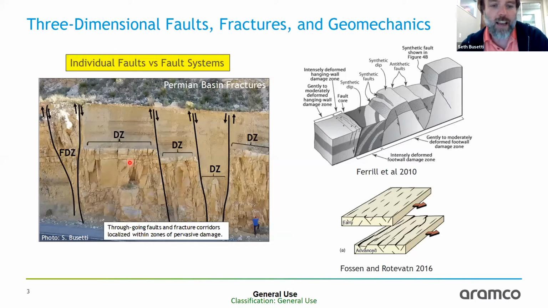And so this lays out the idea that when we're looking at individual faults, we need to remember that they're part of a fault system. And so when we model these, we're keeping in mind what can we see, what can we not see, and how many of the faults do we want to include.